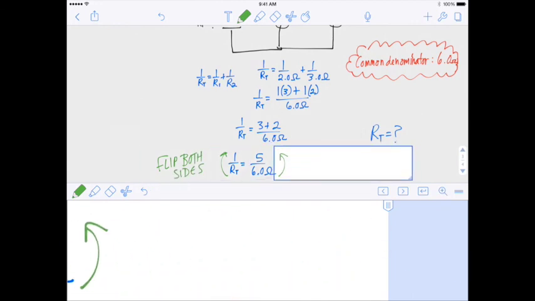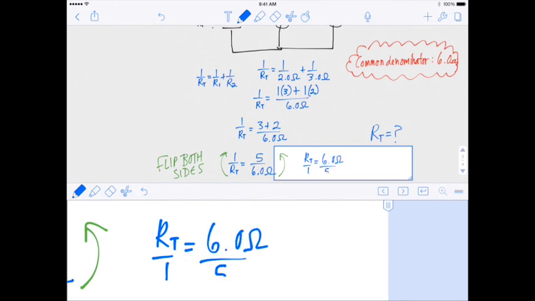And we're left with RT over 1 is equal to 6 ohms over 5. Punch this into your calculator. 6.0 divided by 5. And the answer is 1.2 ohms.